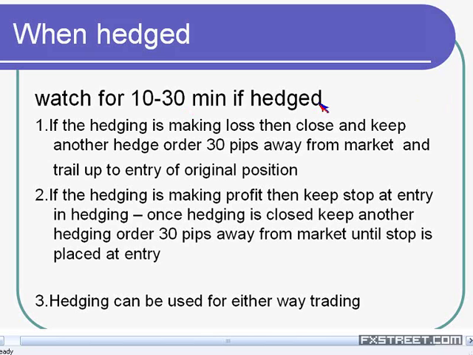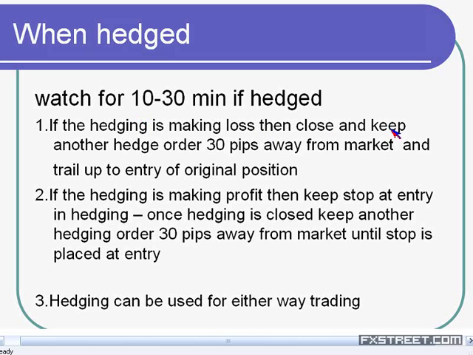Unless you are capable of reading the market, what could happen tomorrow or the day after tomorrow, and there I am using my forecast. Other than that, intraday trading is done by market reading. So 10 to 30 minutes you wait if it is hedged. Then if the hedging is making a loss, you refer to the market only pertaining to the hedging, not the original position. The hedging is making a loss consistently for 10 to 30 minutes.